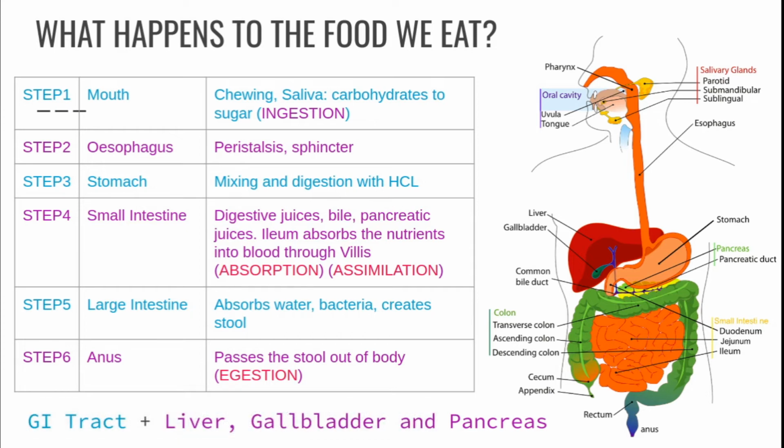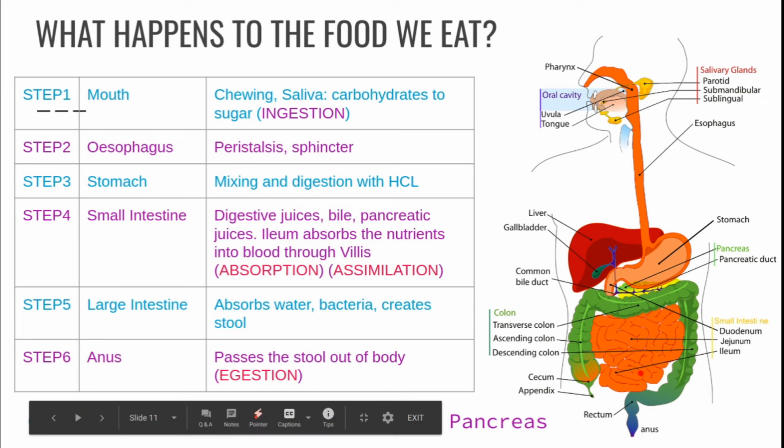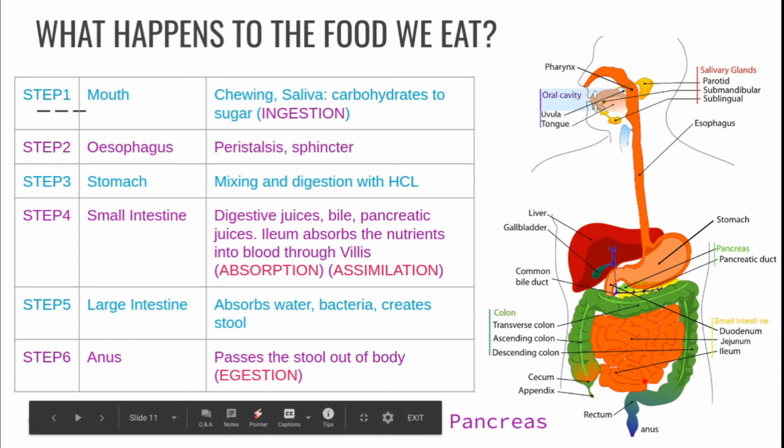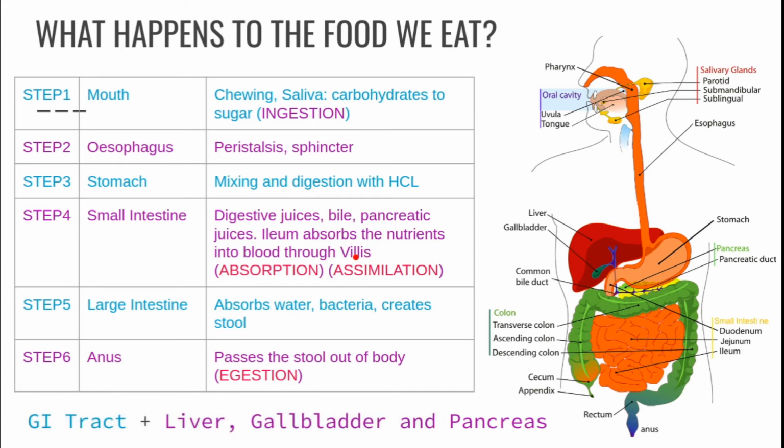Now at the end of the small intestine, called the ileum, the smaller nutrients which are broken down by the GI tract are absorbed into the blood through finger-like structures called villi. So all the small nutrients are absorbed into the blood through the villi, and this process is called absorption.